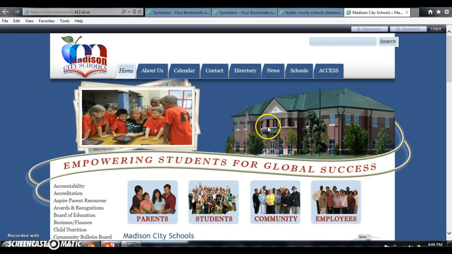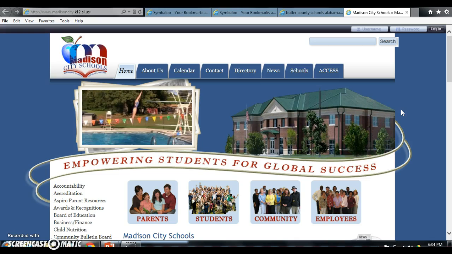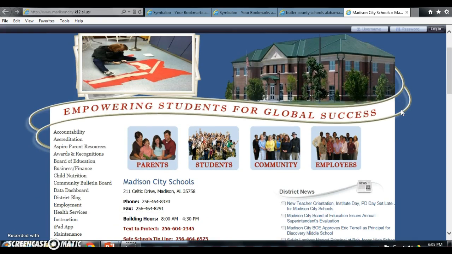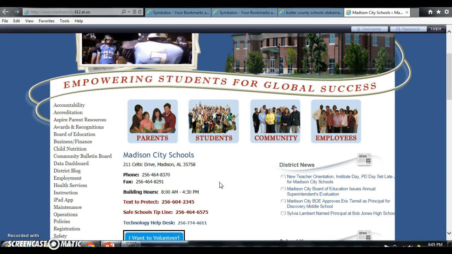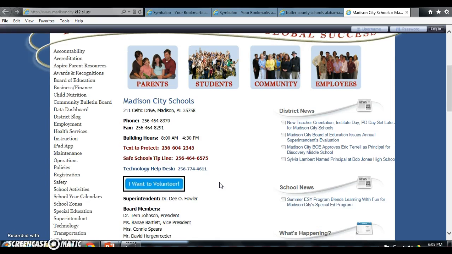And of course, they put one of their most beautiful buildings here, which would draw my attention too, because it lets me know that they have nice buildings. They have a safe place for my child to go. And when I notice here, I love the idea of having different links for different people who are on here searching for things. And if you'll notice here, you have their website information, their district information is right there.